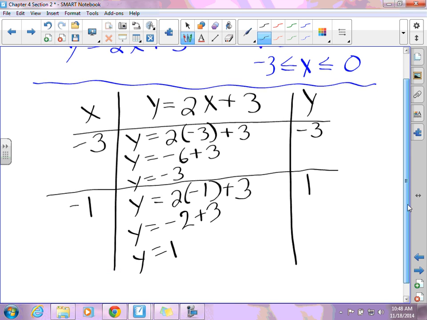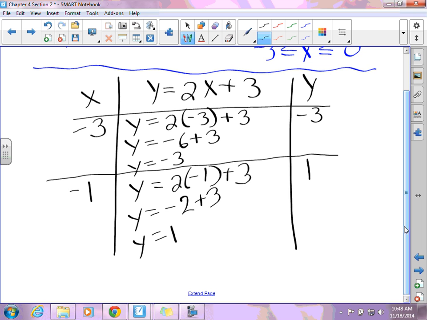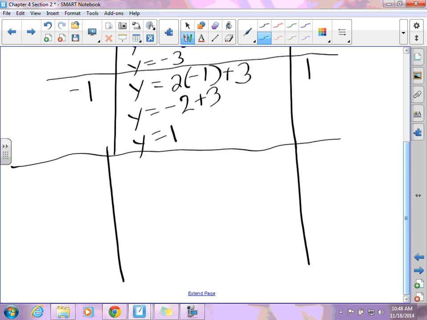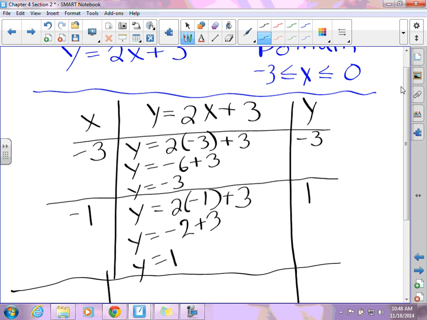Okay, and then my ending point that I'm going to try is going to be what? It's going to be 0. See how they give me the starting point, which is negative 3, and then they give me the ending point, which is 0? Okay, I have to have those in my graph or in my table. So I'm going to put in 0.